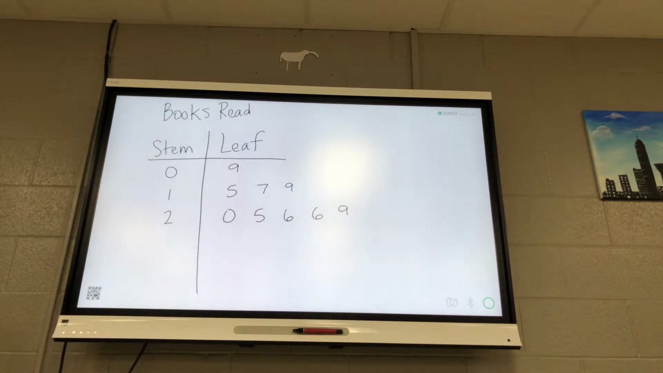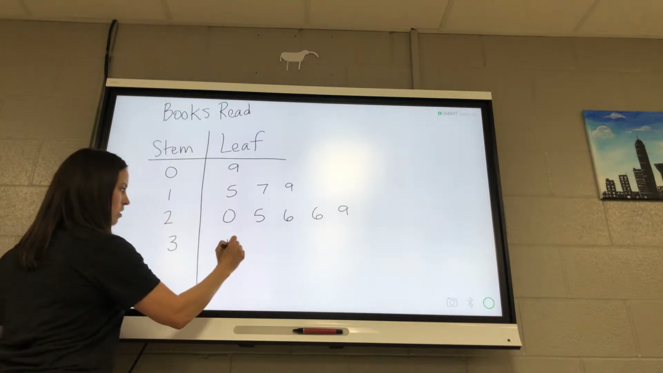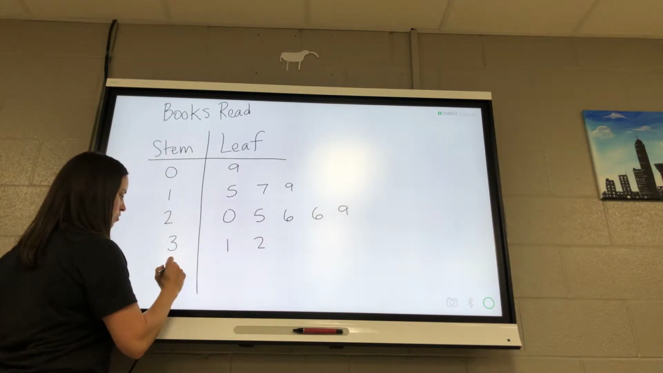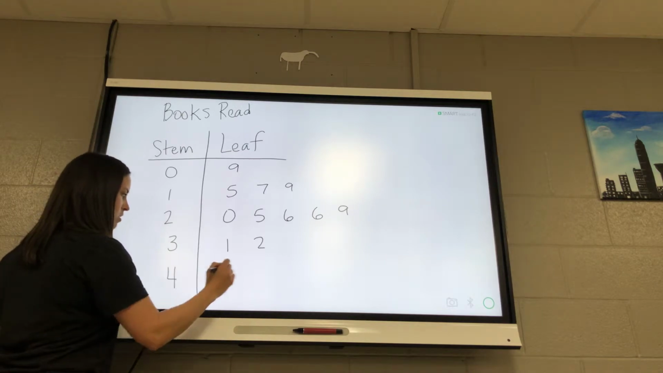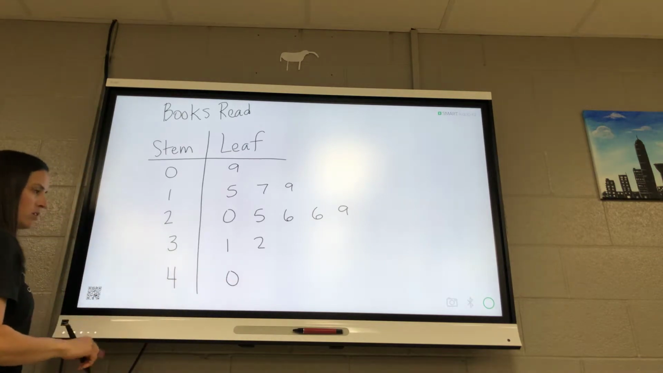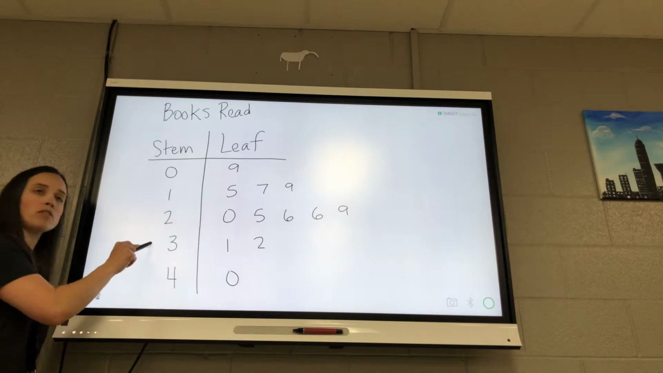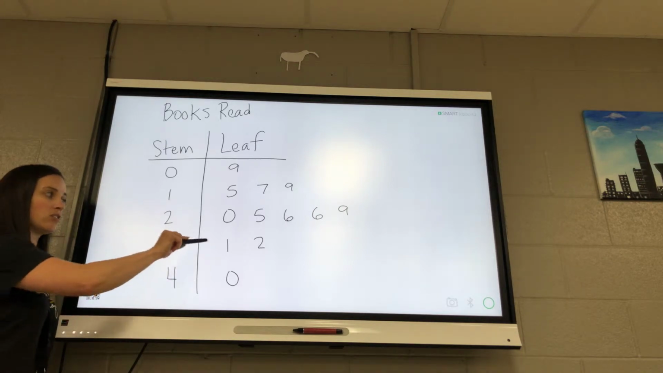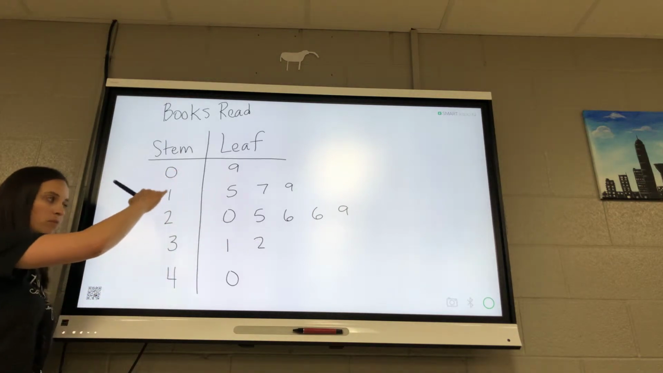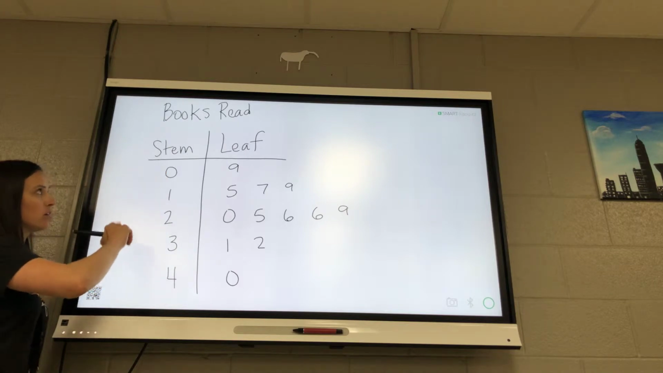And then what about in the 30s? You got 31, 32. Anything in the 40s? 40. Anything in the 50s? No, that's okay. If we were missing some in the 30s, we would still have to put a 3 and just leave this empty. So you have to put all of these in your stem.